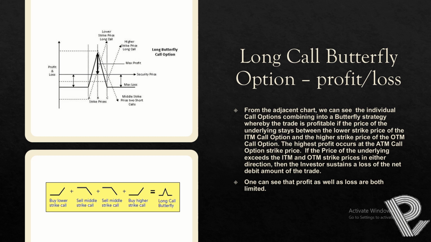If the price of the underlying exceeds the ITM and OTM strike prices in either direction, then the investor sustains a loss of the net debit amount of the trade. One can see that the profit as well as the loss are both limited.